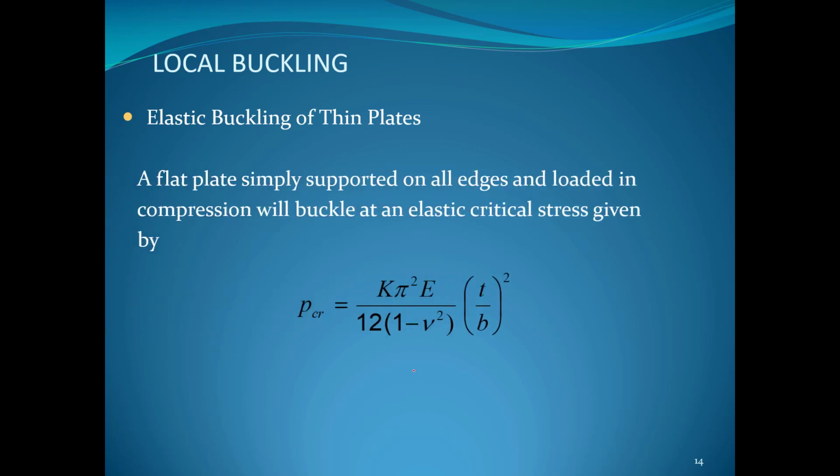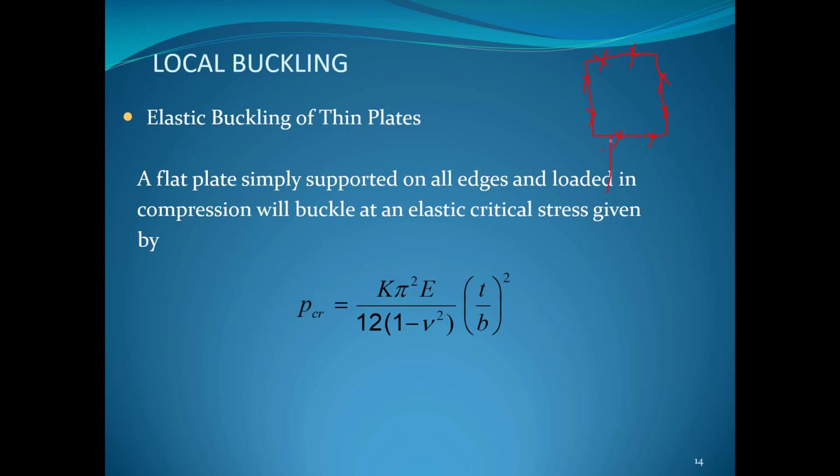So next is about local buckling, and local buckling is a very important phenomenon in the case of cold form steel. So consider a flat plate like this, which is supported on all edges. All the edges of the plate are simply supported, and loaded in compression, it will buckle at an elastic critical stress given by.